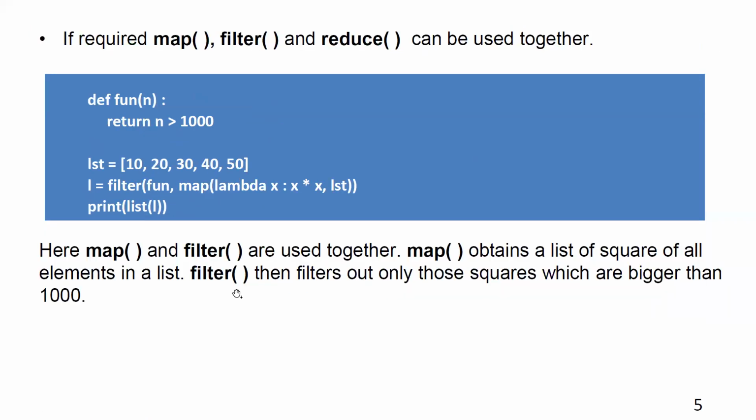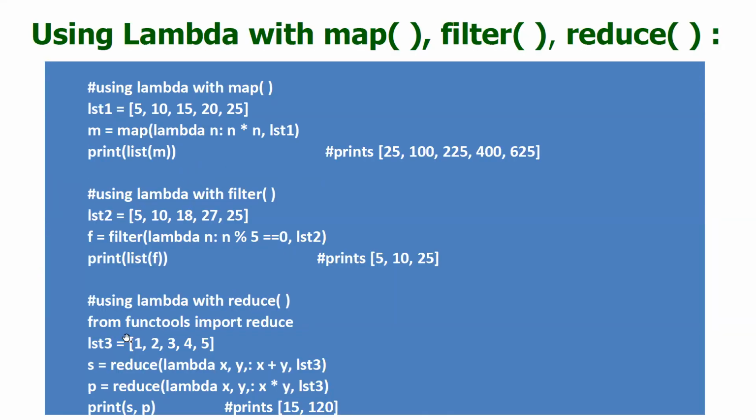Then coming to reduce, from functools import reduce. Next, list3 is 1, 2, 3, 4, 5, and s equal to reduce lambda x comma y colon x plus y, and the input for this function is list3. In the same way, we take one more variable p equal to reduce lambda x comma y colon x into y, list3. Now whenever we print s comma p, it will print the sum of all numbers, that is 15, and the product of all numbers, 120.